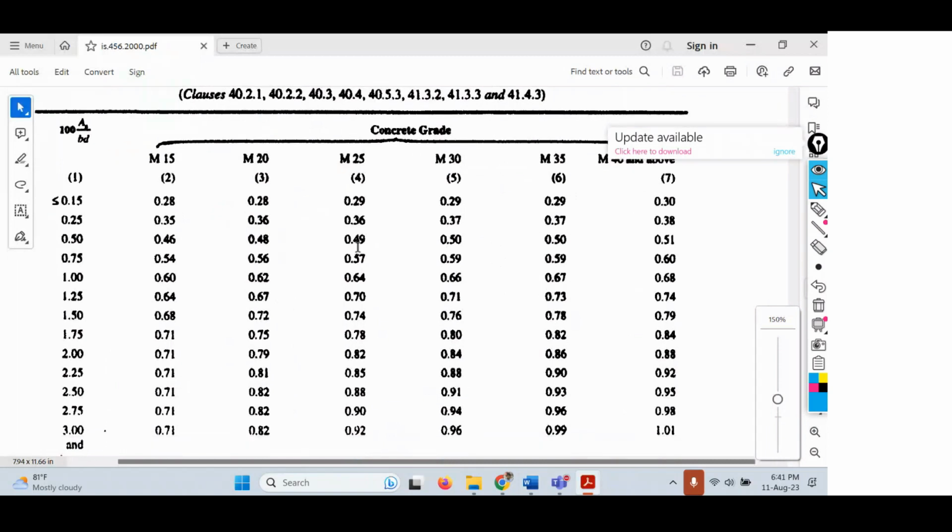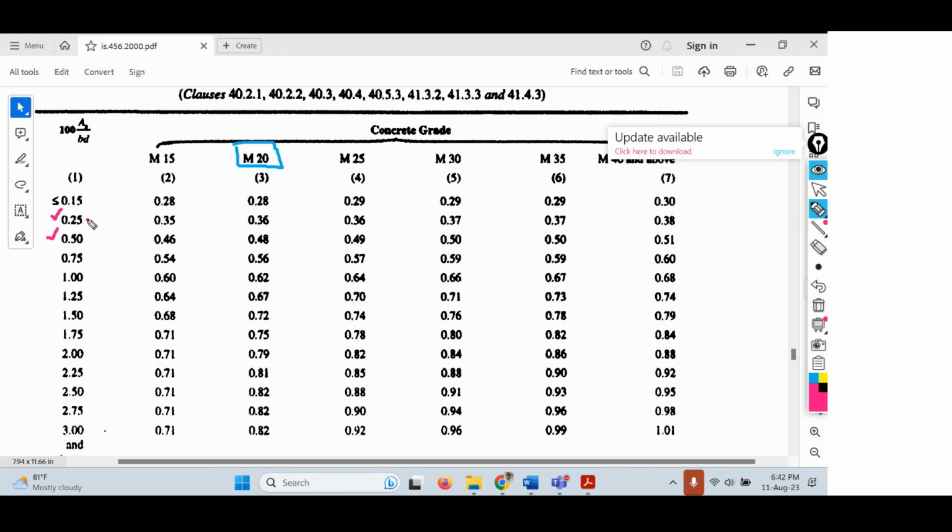Here, what is our percentage of steel? Our percentage of steel is 0.34. But can you find the value for 0.34 directly? No. And the grade of concrete is M20. So we don't have the value of 0.34 here, but 0.34 lies in between 0.25 and 0.5.